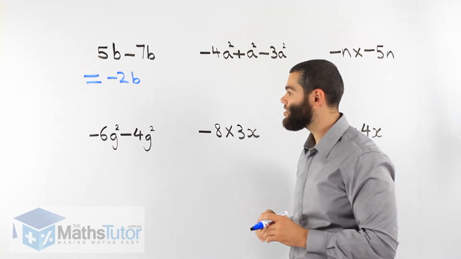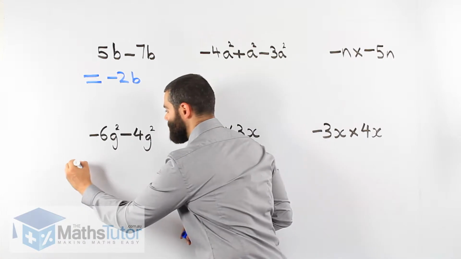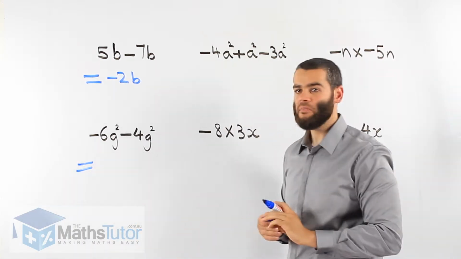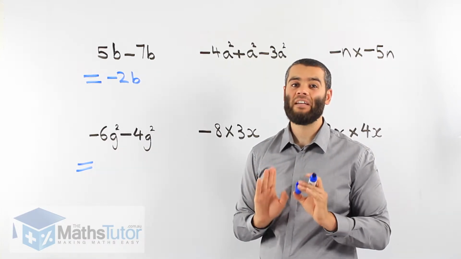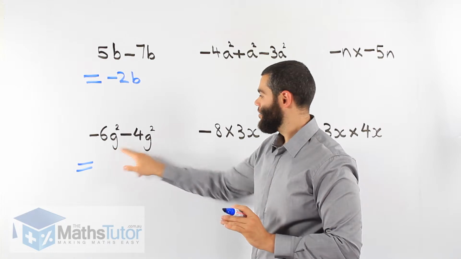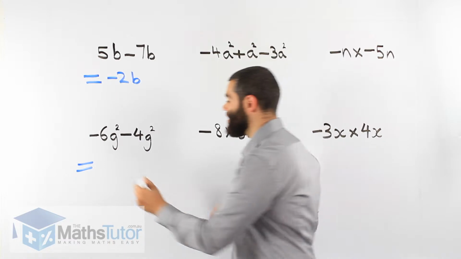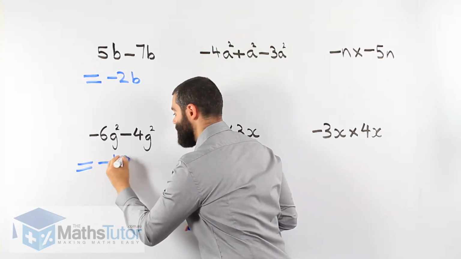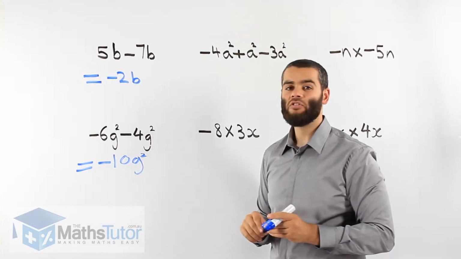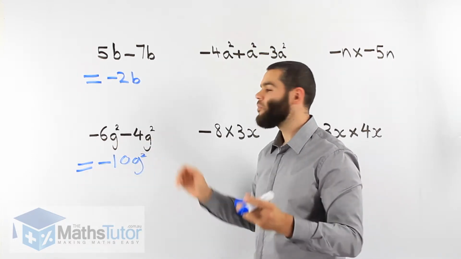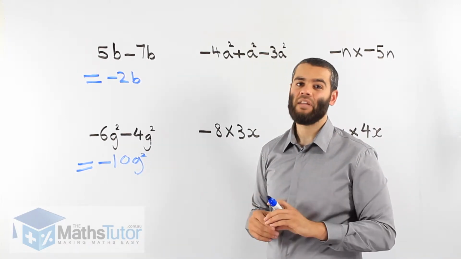Negative 6g squared minus 4g squared. Now, can we do this question? Well, are they like terms? G squared and g squared, because we said we can only add or subtract like terms. Very important. Well, they are like terms. Negative 6 minus 4 is minus 10g squared. The like terms, there they are, g squared and g squared. So, like normal numbers, except we have negatives.